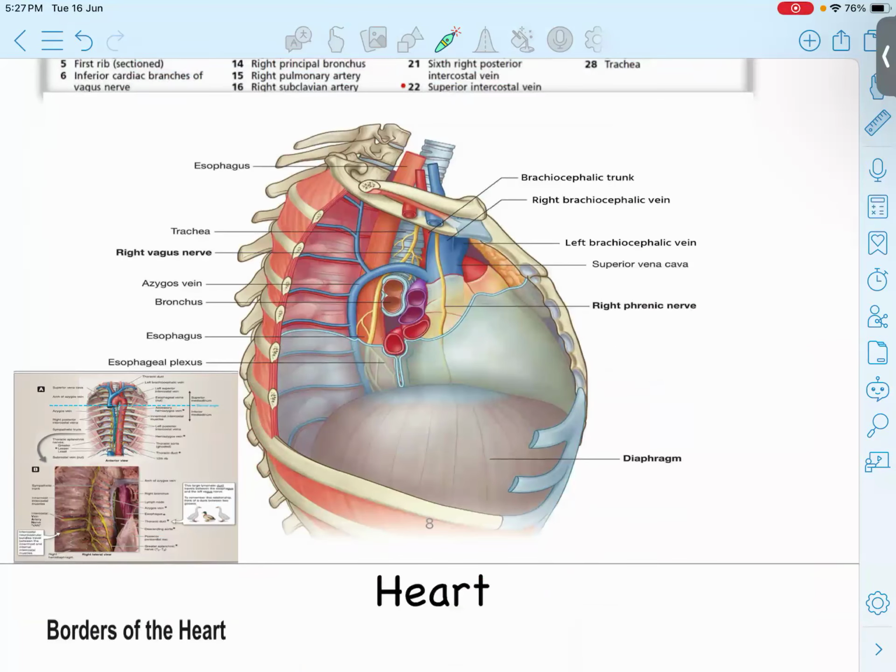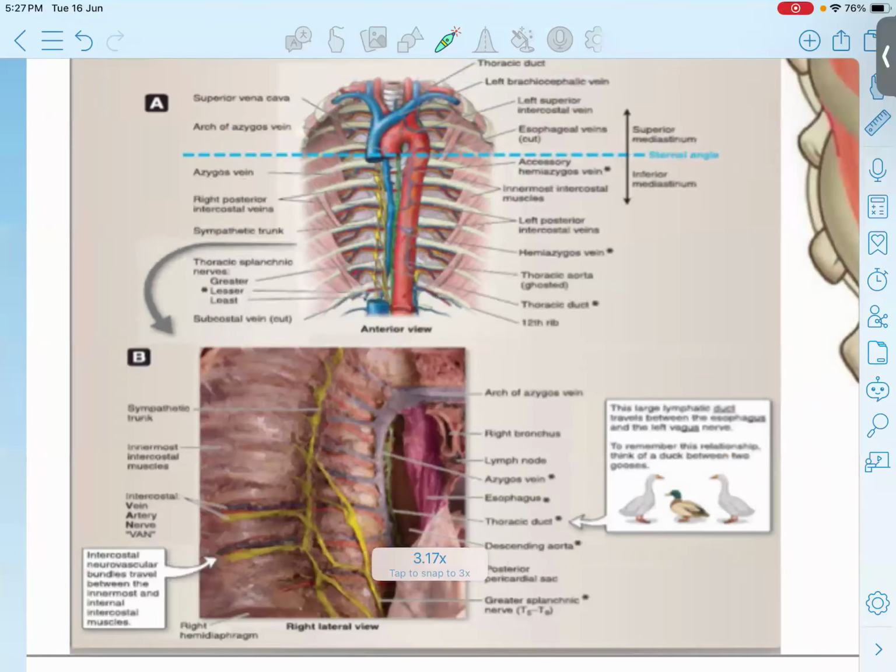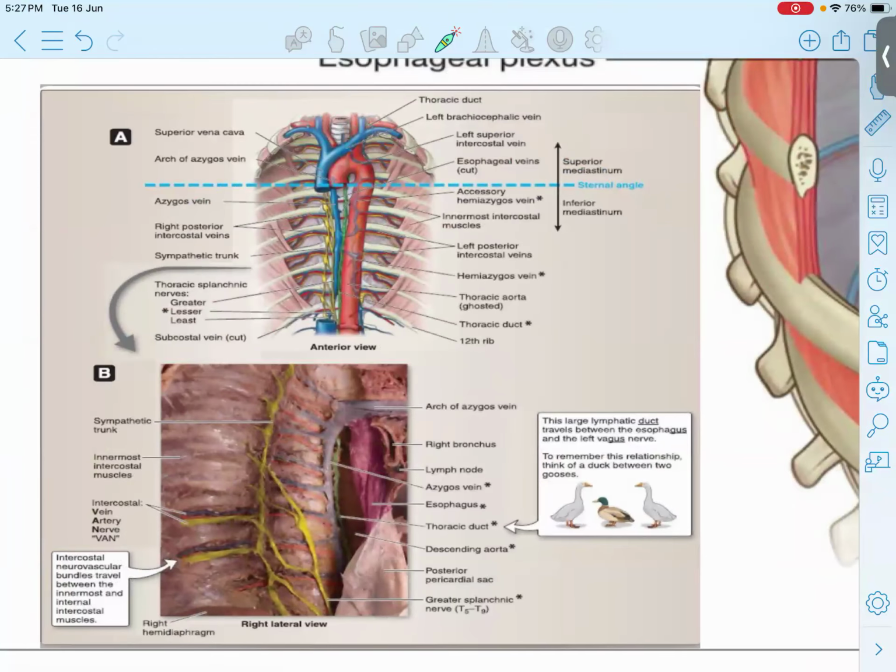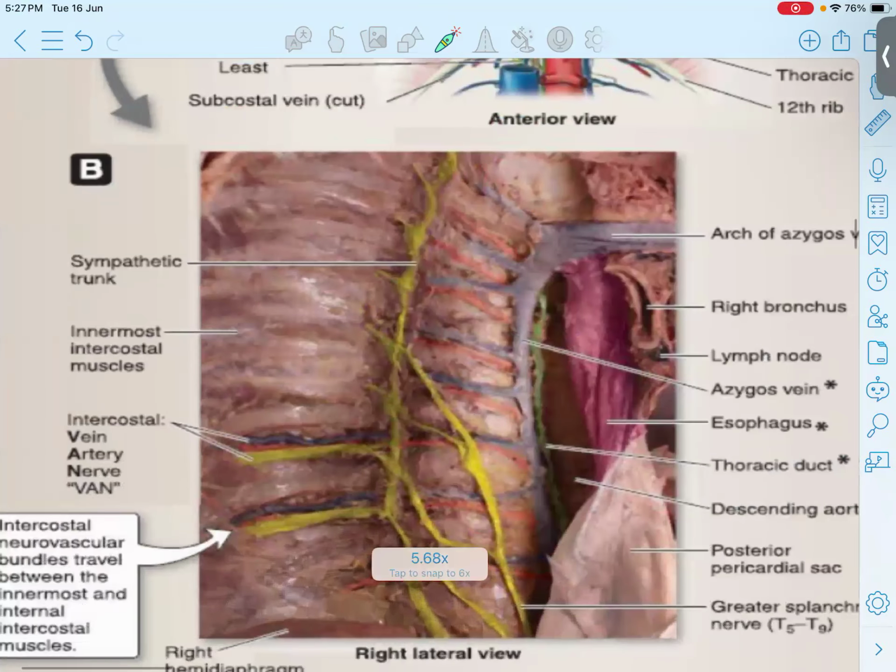Here I want to show you another image. Is it seen? Okay. I think it is seen. Yes. Okay. Clear. Here, focus on this yellow structure. This is sympathetic trunk. And here, 3 intercostal vein is marked. Bluish is always marked for vein, intercostal vein, artery for reddish structure, and nerve for yellowish structure.